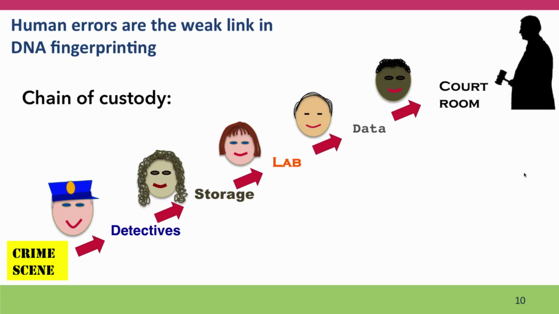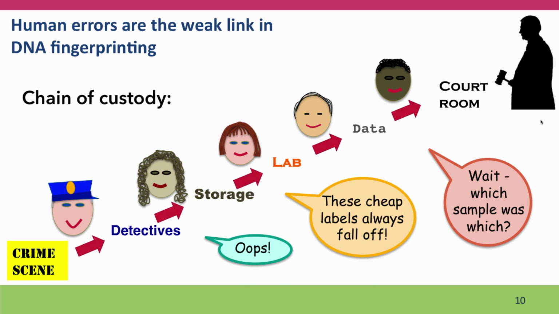What happens to the sample after it's collected at the crime scene and then maybe handled by detectives, passed on into storage for some length of time, transferred to a laboratory for an analysis, generating data, which eventually makes its way to the courtroom? There's lots of potential here for human errors, and it's these human errors that make DNA fingerprinting not absolutely perfect. It's these human errors that give rise to the courtroom debates now on whether or not a particular bit of DNA evidence should be admitted into the evidence.